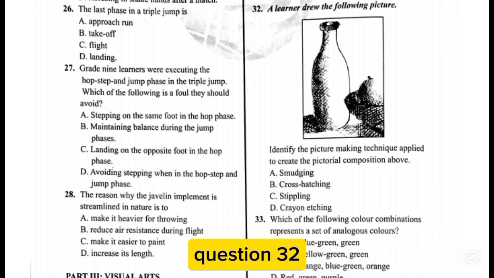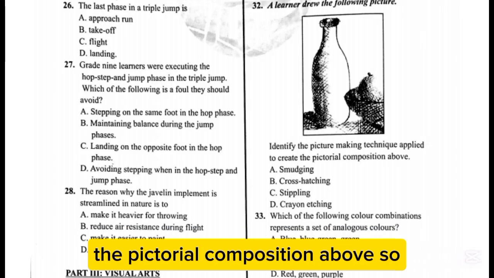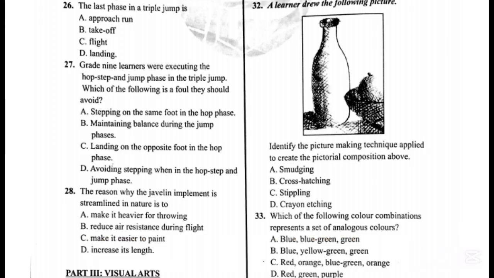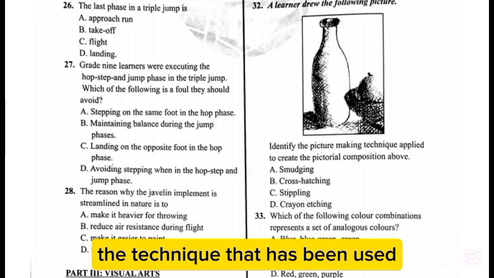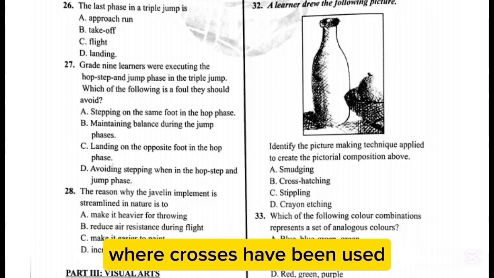Question 32. Identify the picture making technique applied to create the pictorial composition above. So the technique that has been used here, you can see we have the cross hatching, where crosses have been used, the cross hatching technique.